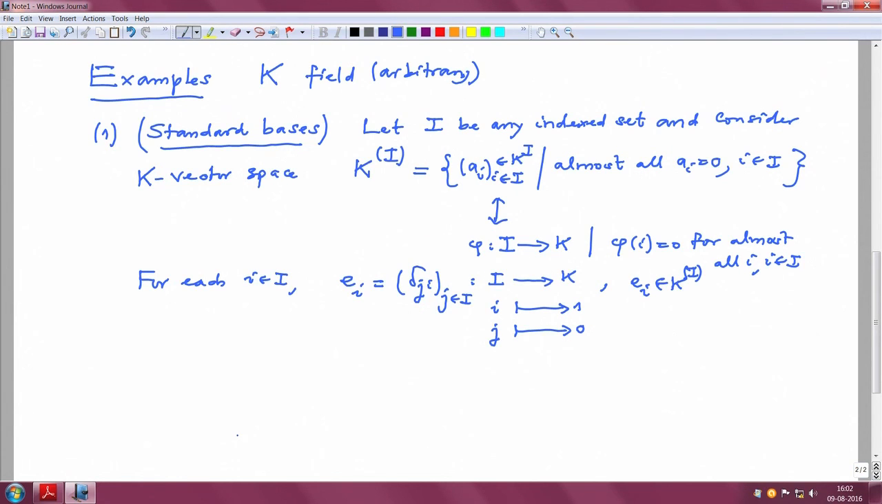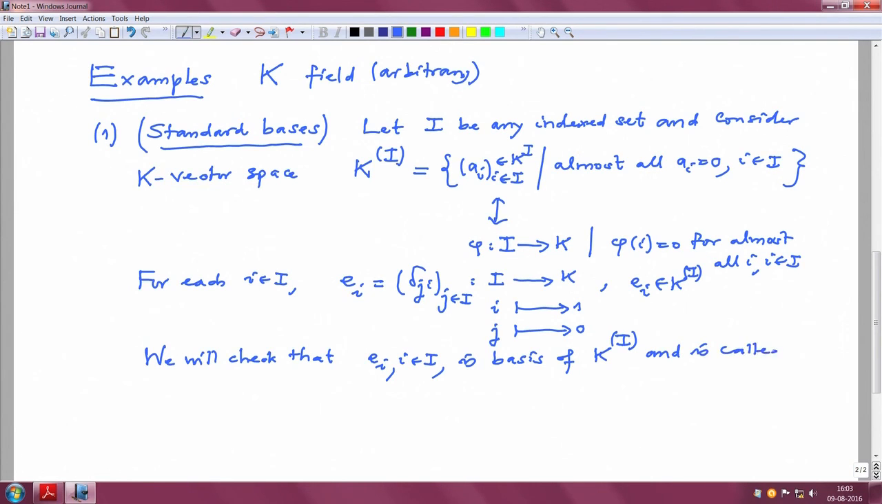and I want to prove that. So, we will check that ei, i in I is a basis of K power round bracket I. Okay, and this basis is called the standard basis.